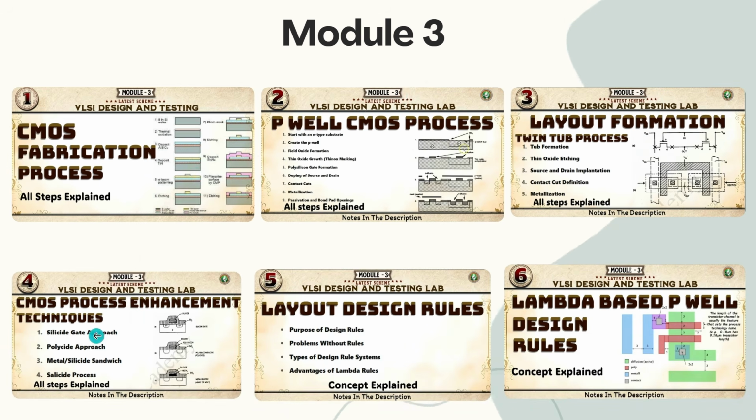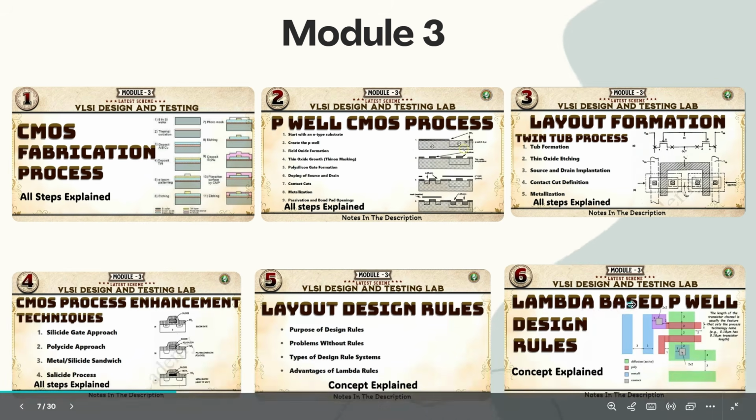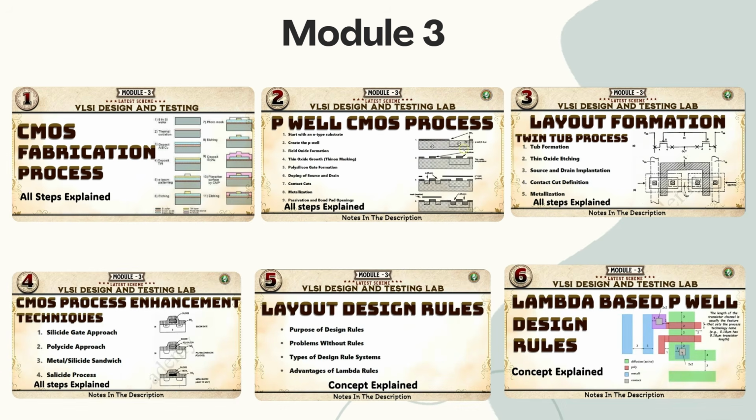Then in the fourth video, we have seen the process enhancement techniques. There are some techniques such as silicide gate approach, polysilicide approach, metal silicide approach, and salicide process. All these techniques we have discussed. Then in the next video, we have seen the layout design rules, how the layout is designed. That is very important. So we have discussed that. In the sixth video, we have discussed lambda-based P-well design rules. This is very important. How the lambda-based design rules are attained. How the width is calculated based on the layer which we have used. Everything we have discussed in this.